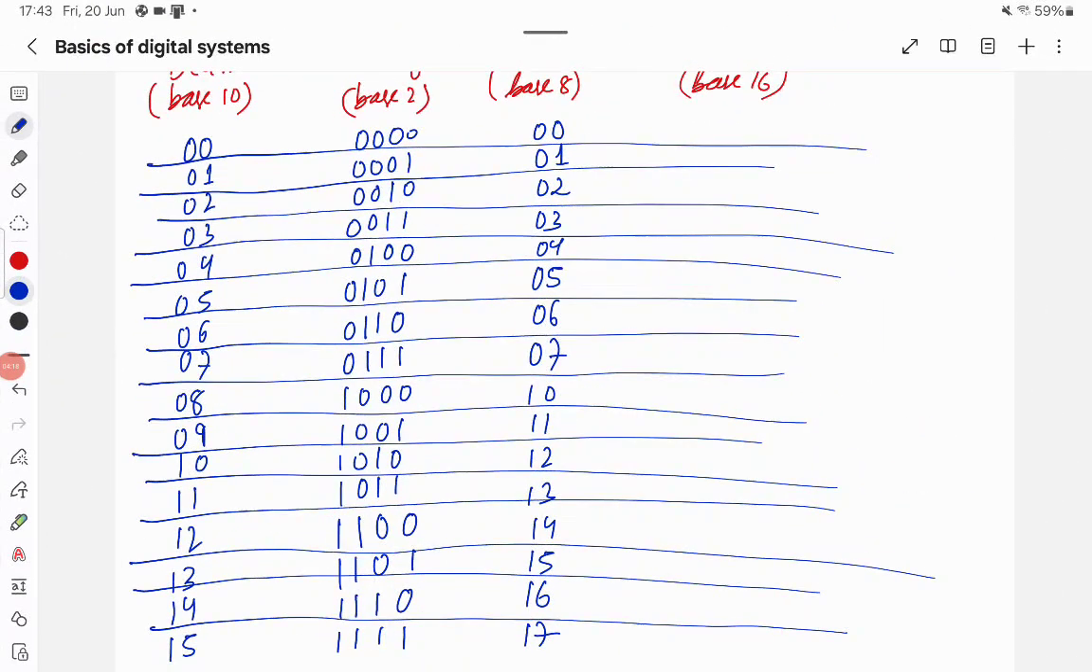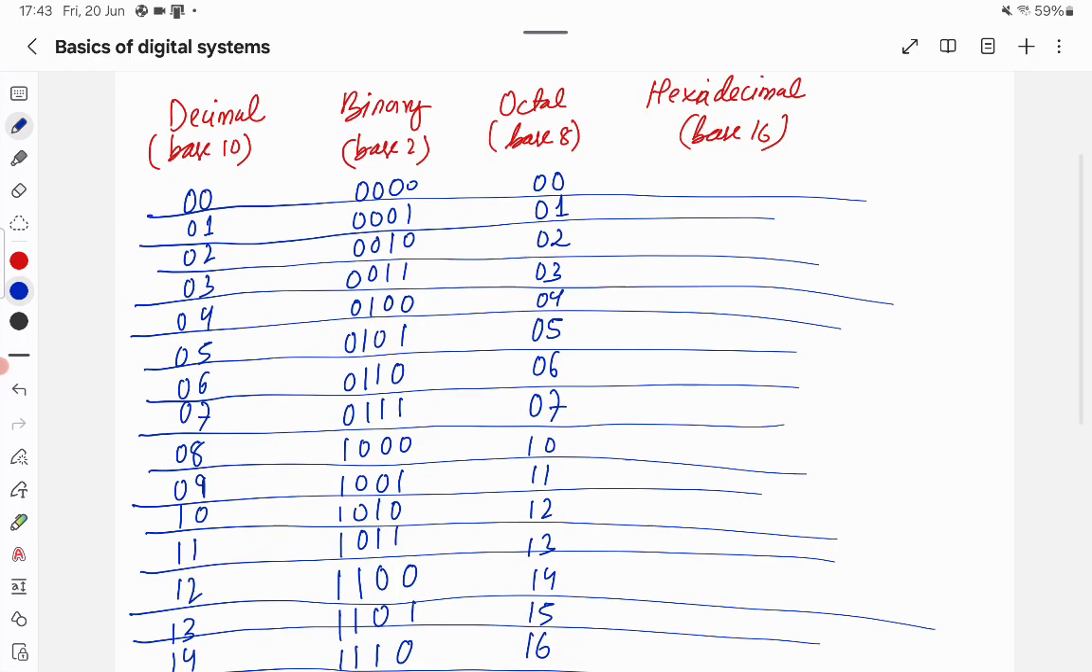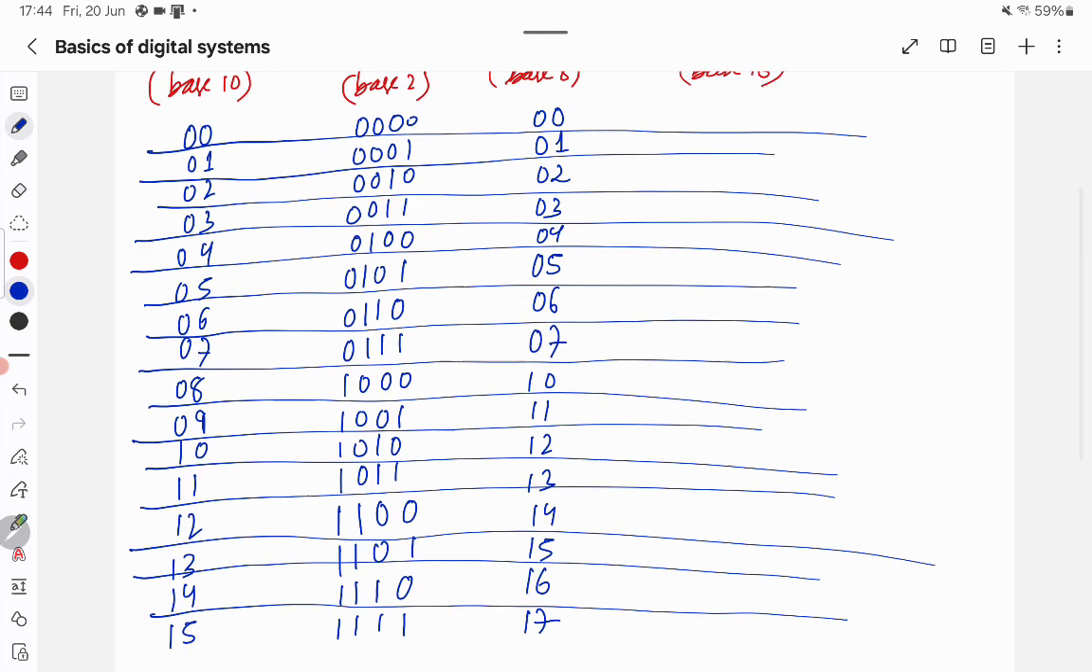Why till decimal number 7 did we write 07? The point is, from 0 to 7 it is 8 digits, right? 0, 1, 2, 3 up to 7, so it is 8 numbers. After that, at 8 we have something different. We have 10, 11, 12, 13, 14, 15, 16, and it continues like this.